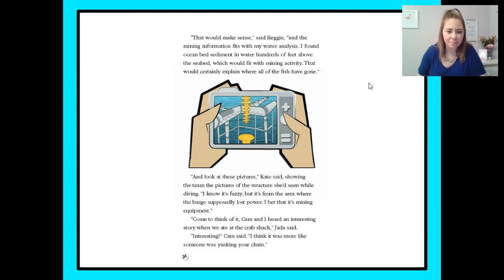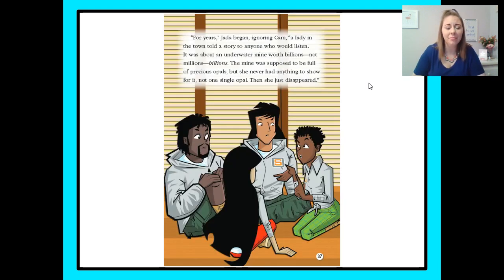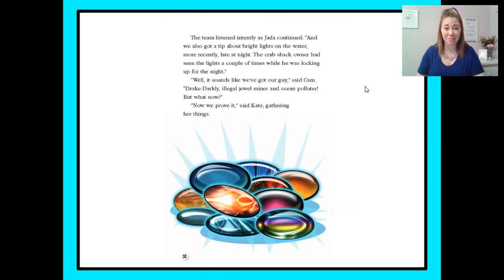Come to think of it, Cam and I heard an interesting story when we ate at the crab shack, Jada said. Interesting, Cam said. I think it was more like someone was yanking your chain. For years, Jada began, ignoring Cam, a lady in the town told a story to anyone who would listen. It was about an underwater mine worth billions, not millions, billions. The mine was supposed to be full of precious opals, but she never had anything to show for it. Not one single opal. Then she just disappeared.